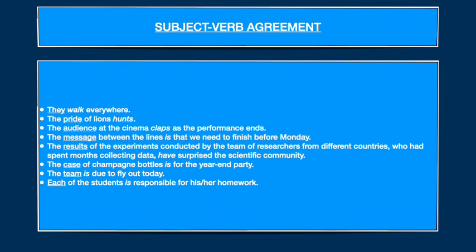The team. The team, it's one unit. Even though there are many people in a team, it is one singular unit. Therefore, the subject is singular. Is, the verb, needs to be singular as well.